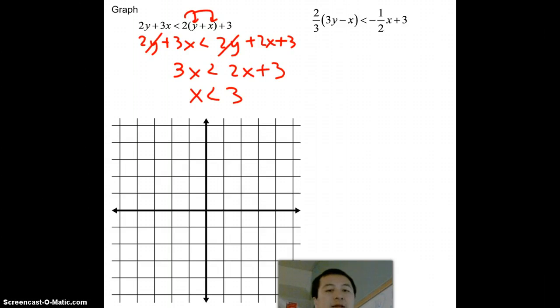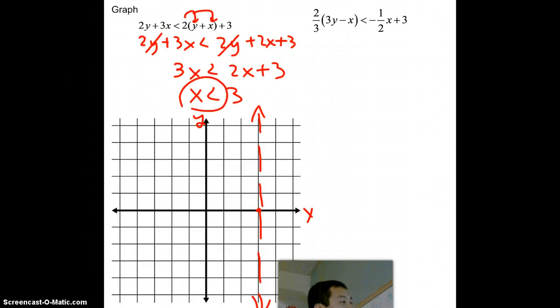How do you graph x is less than 3? First of all, you go to 3 on the x value, and x equals 3 is going to be a vertical line or horizontal line. It's going to be a vertical line. So you graph your vertical line. Make sure it's dotted because it's not equal. And then now you shade a little bit different. You don't talk about up and down now. With x, you talk about left and right. X is small. So where's the small, on the left or the right? X is small on the left, so you shade to the left.